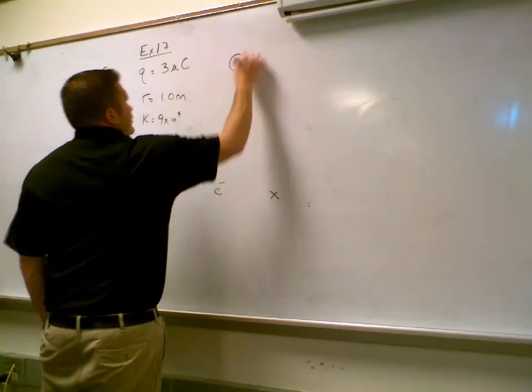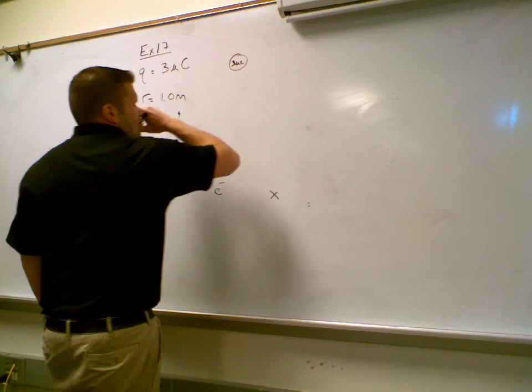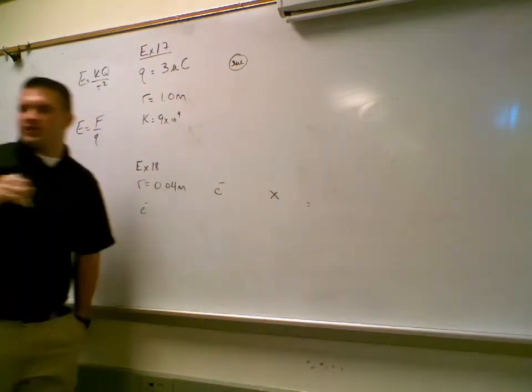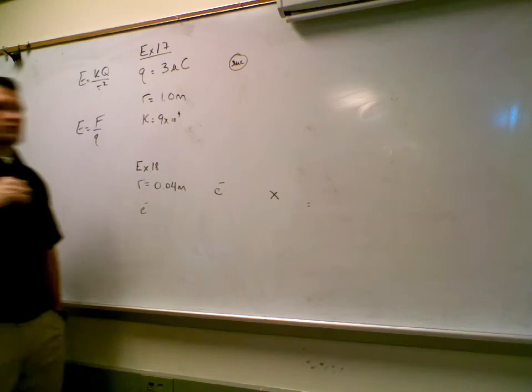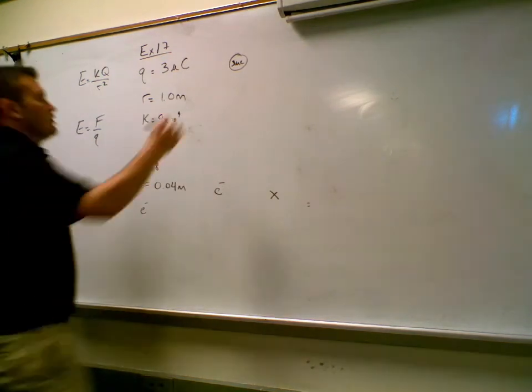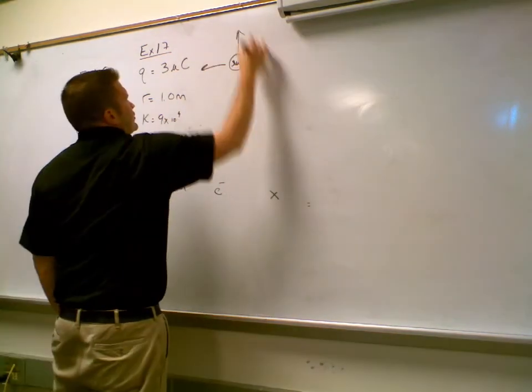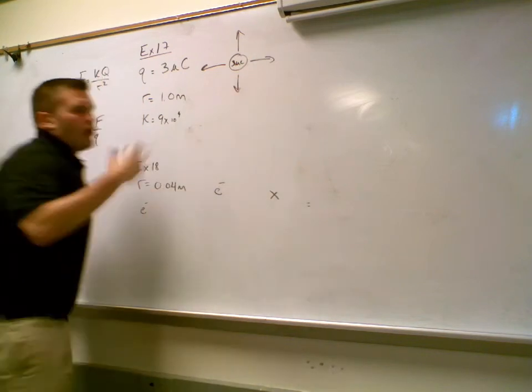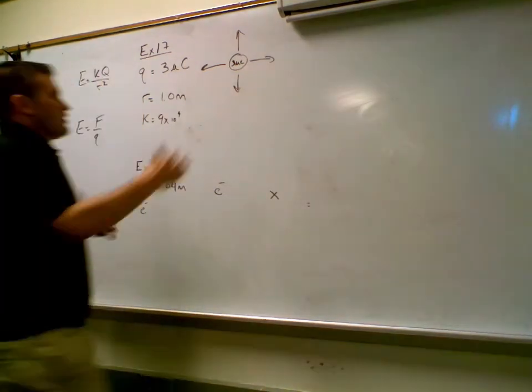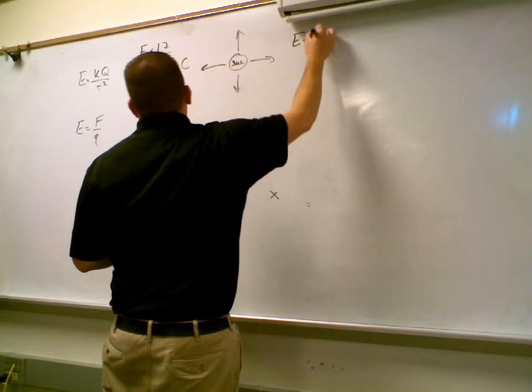So, 3 microcoulomb charge. Which way does the electric field point surrounding a 3 microcoulomb charge? Out, right? The electric field lines will always point away from that one. So when I figure out the electric field, it's going to be pointing away from the charge.